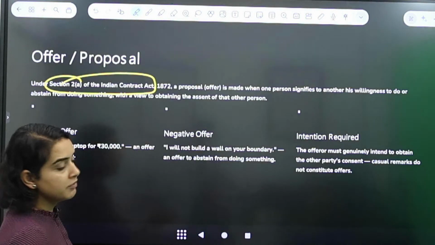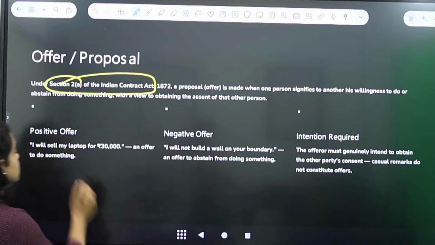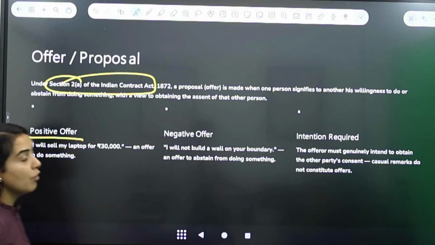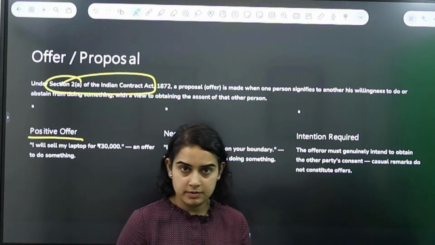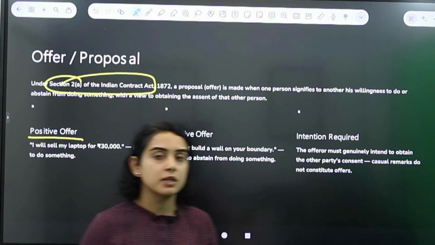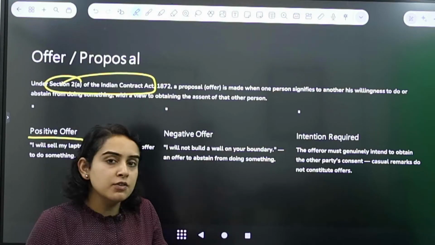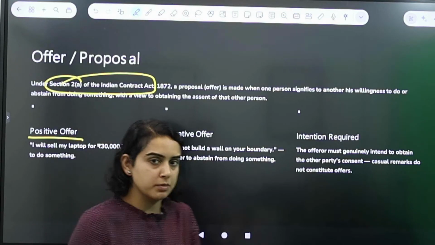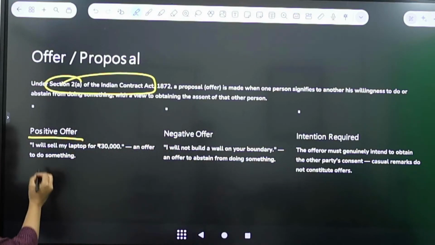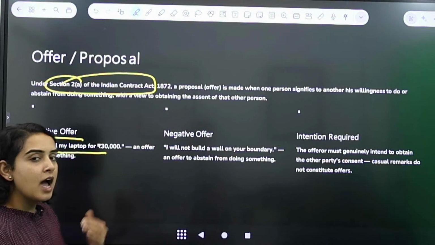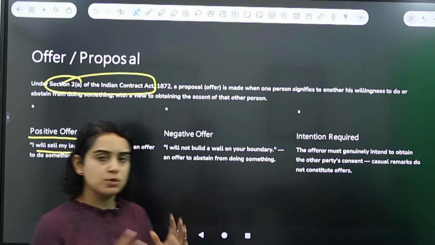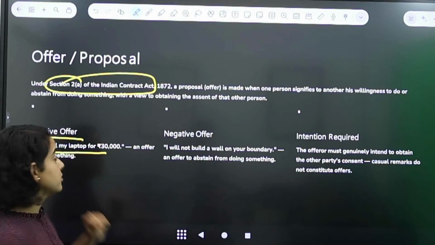So now there are different types of offers. First is the positive offer, where you are promising to do something, not abstaining from doing something. For example, if you say, okay, I will sell my laptop for 30,000, you are saying that you will do something, and that is going to be a positive offer.